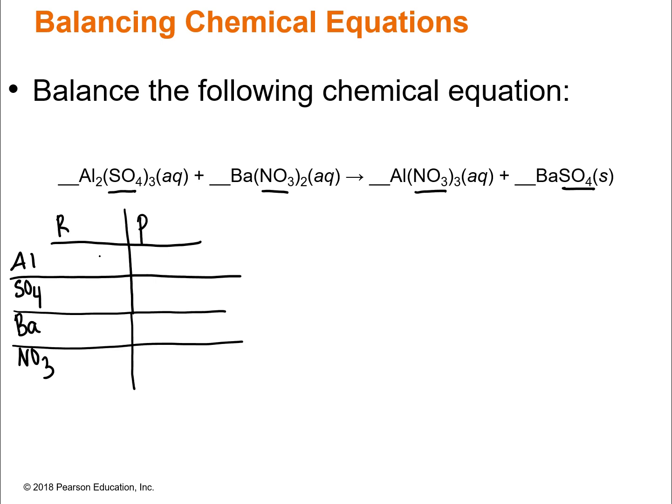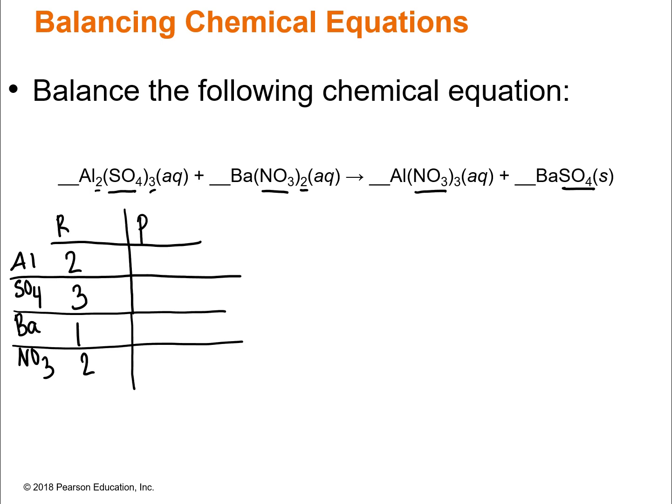So let's start counting. For the aluminum, I've got this 2 here as a subscript for the aluminum. And that's the only place that I see aluminum, so there's going to be 2 of those. SO4, I see a subscript outside of that parentheses. So that means there are 3 sulfates. For the barium, there's only 1. However, we see a subscript after the parentheses from the nitrate, which indicates that there's 2 of them.